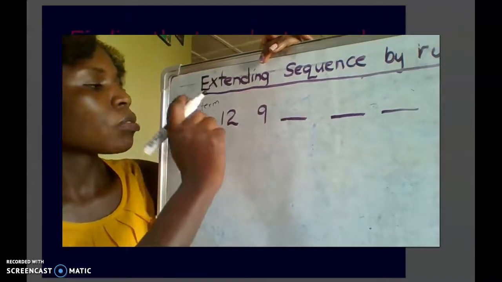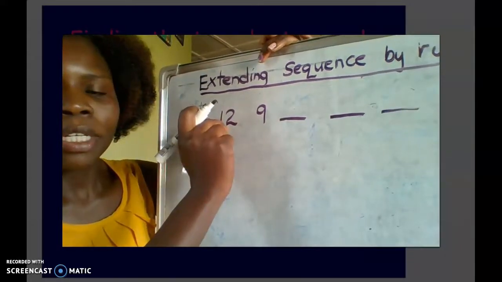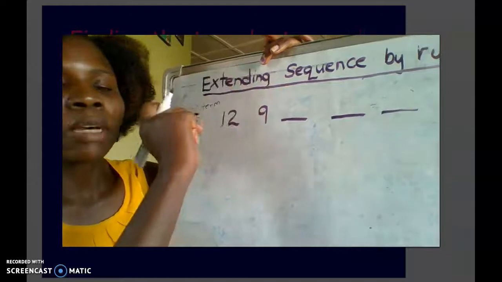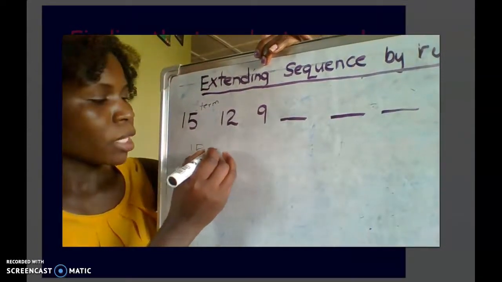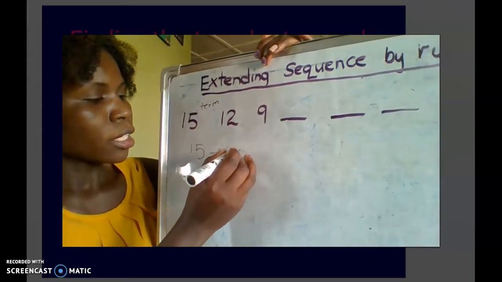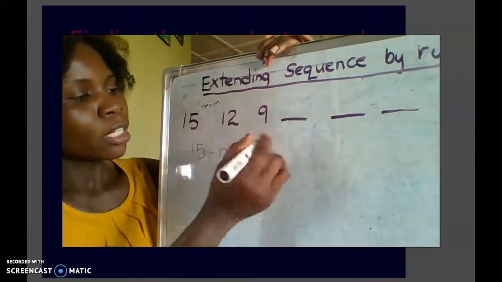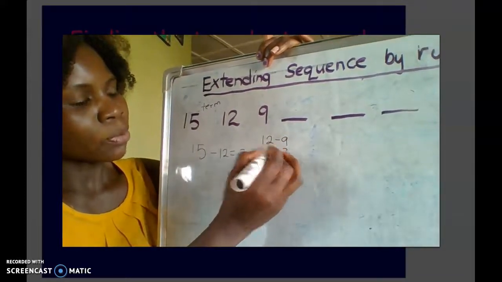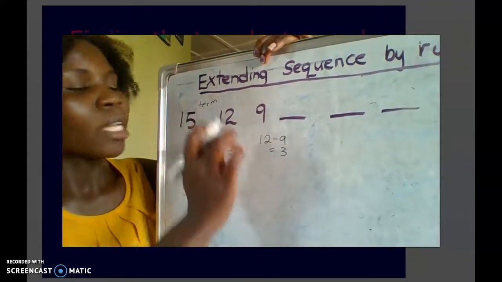In the term rule, you're going to take this number and subtract this number. You want to find if the term rule is the same for all the numbers. So I'll take 15 minus 12, I'll get 3. Is it the same with 12 and 9? Let's try out. 12 minus 9 equals 3. So I can confirm the term rule here is minus 3.